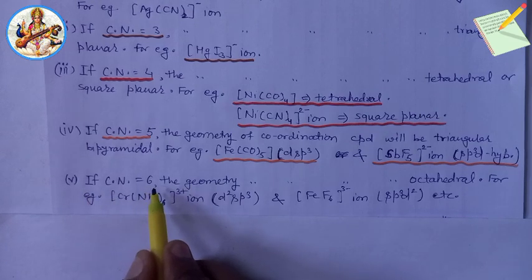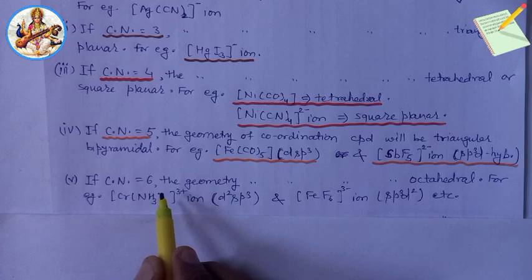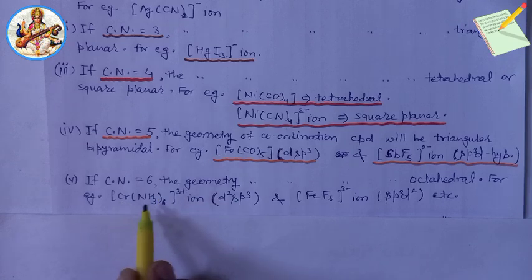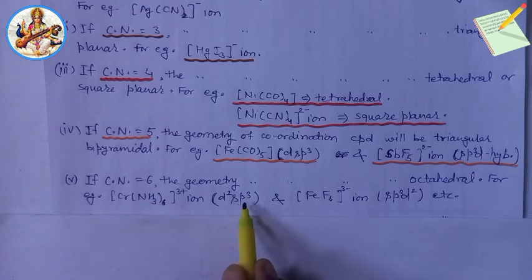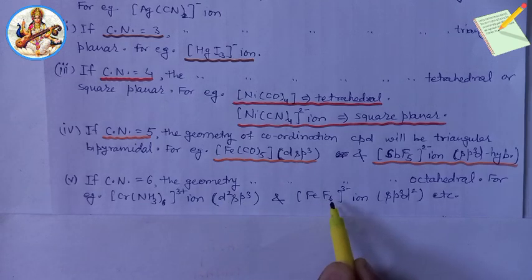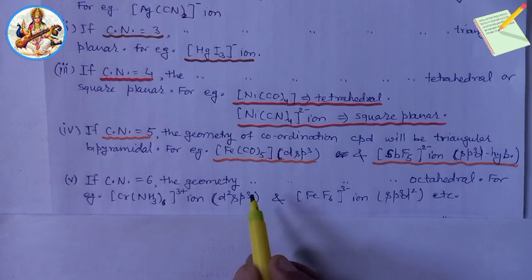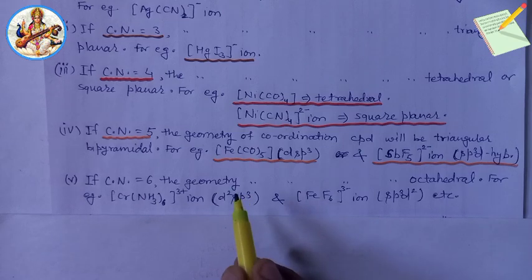Similarly, if the coordination number is 6, then the geometry of the complex is octahedral. For example, [Cr(NH3)6]3+ ion, the geometry is octahedral and the hybridization state of the central metal is d2sp3. In [FeF6]3- ion, the hybridization state of Fe3+, ferric ion, is sp3d2. Therefore, the coordination number is 6 and the geometry is octahedral. So, the coordination number of the central metal is responsible for the geometry of complexes. Very important.